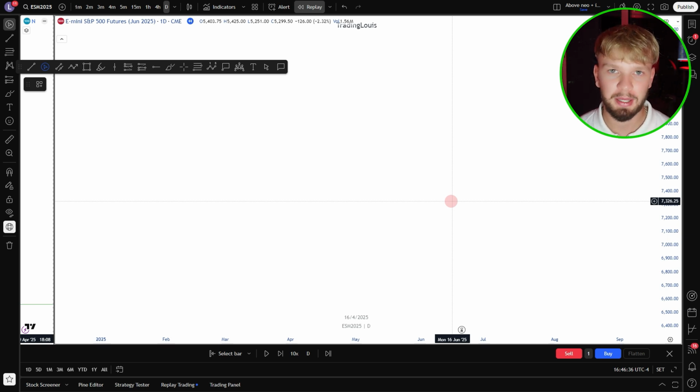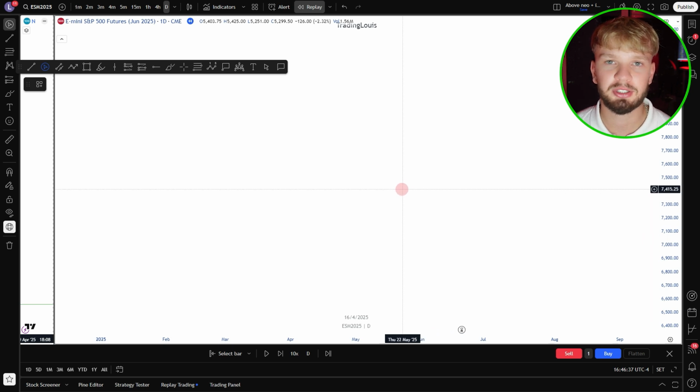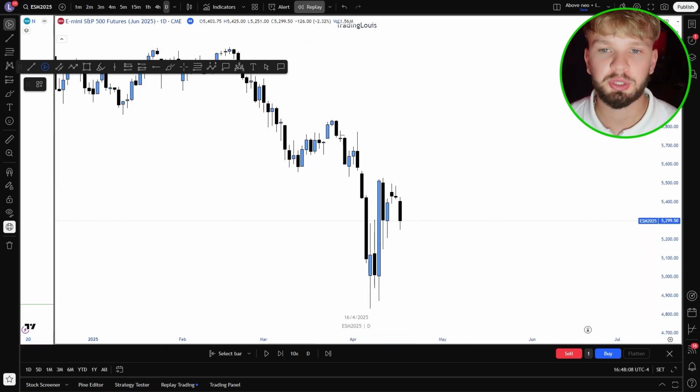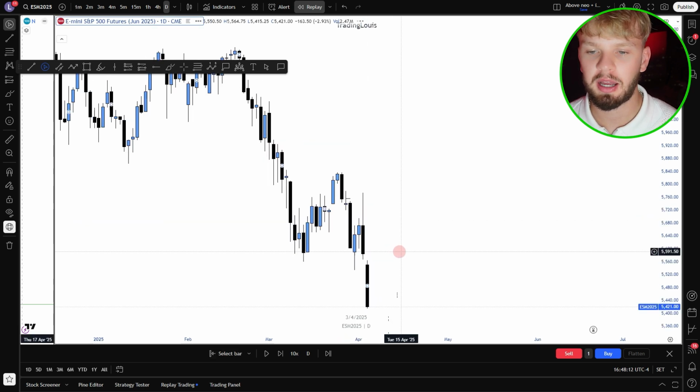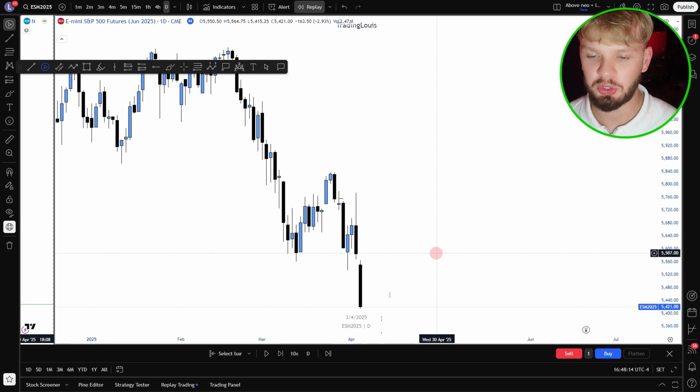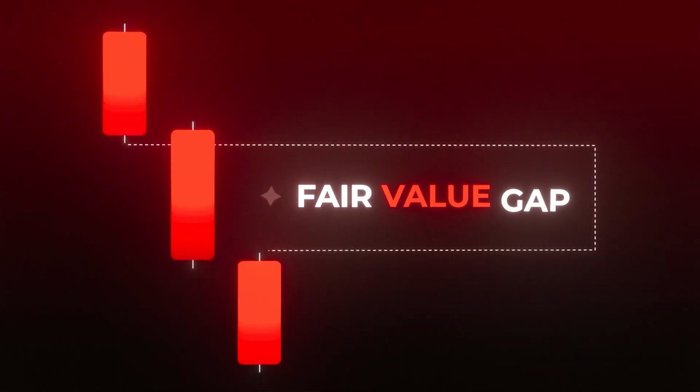But this is just the basics, and we are going on to the next problem that you need to solve. Okay, now I've taught you a bit about liquidity, so what I'm going to do is show you a live example of what I'm teaching you next, which is a fair value gap.